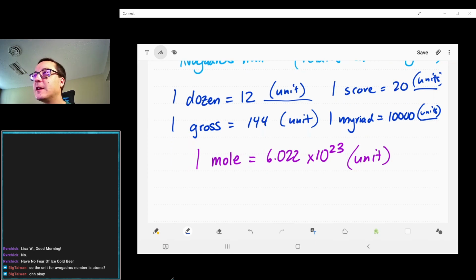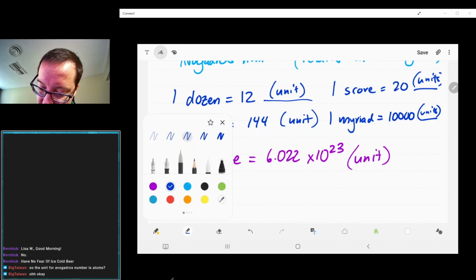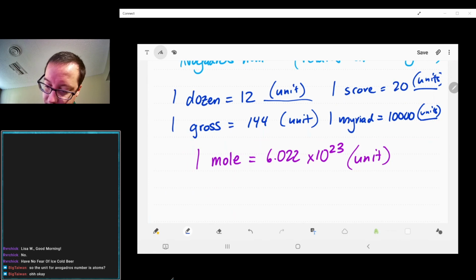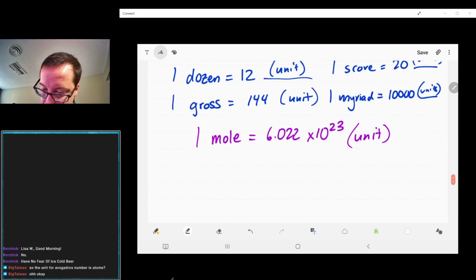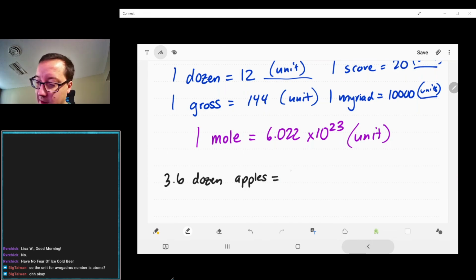Our favorite. So, if we were to say... If I had 3.6 dozen apples. How many apples is that?